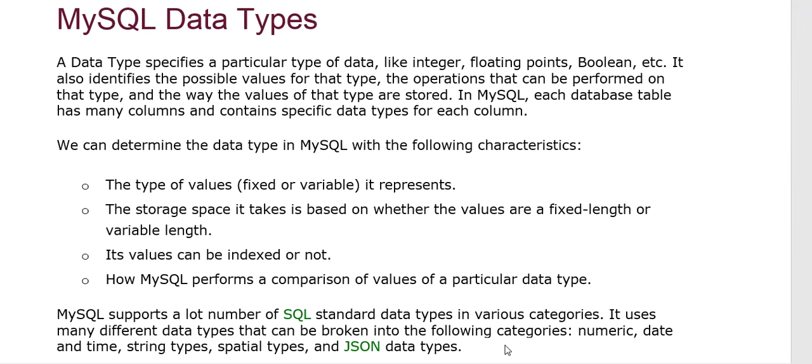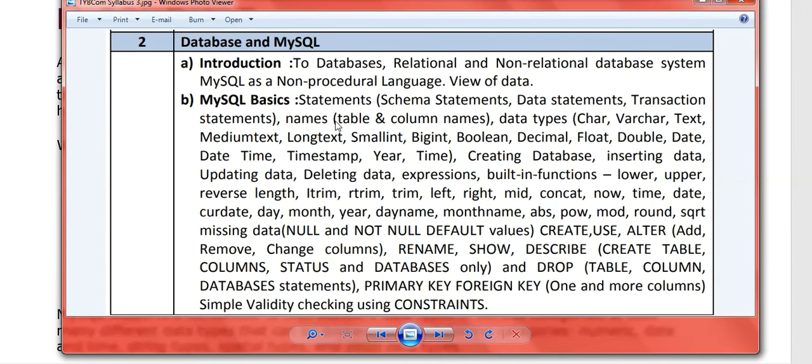So this is what we're talking about, the data types. You can see it in the syllabus also. In the syllabus, you can see it over here. The data types: char, varchar, text, medium text, long text, small int, big int, boolean, decimal, float, double, datetime, timestamp, year, and the time itself. These are all the data types that you need to cover from the database point of view, for the purpose of creating the table.